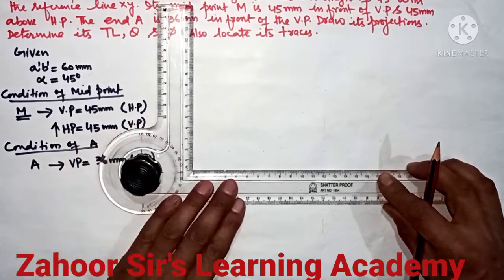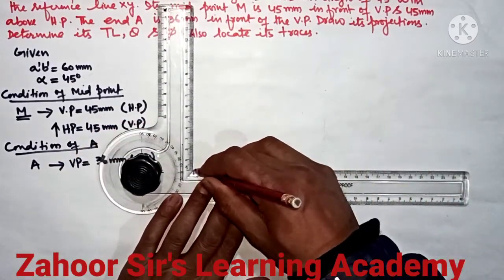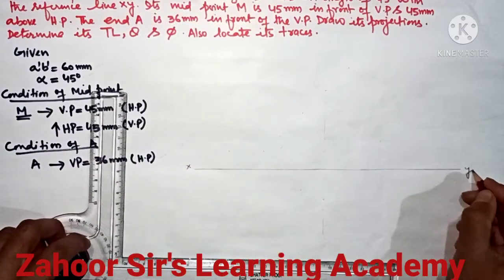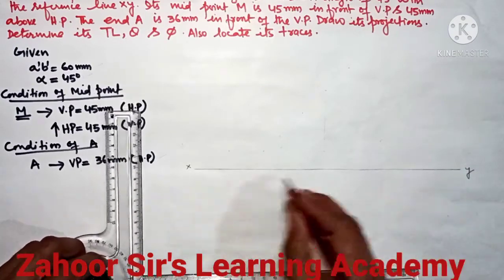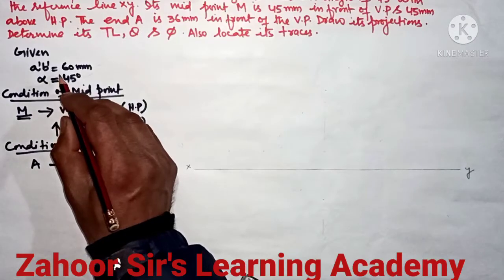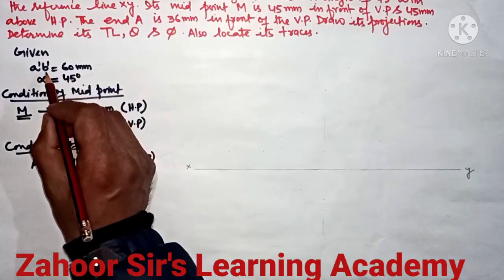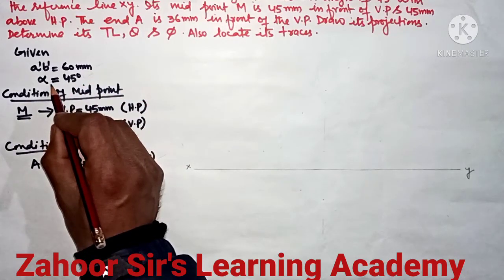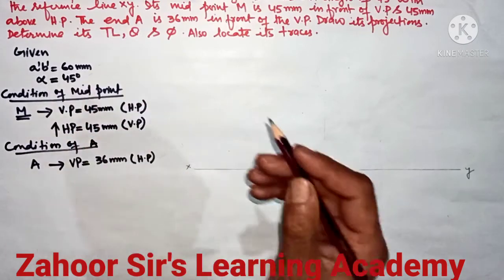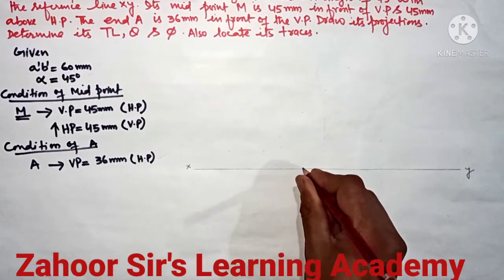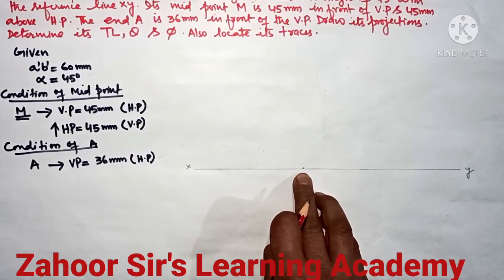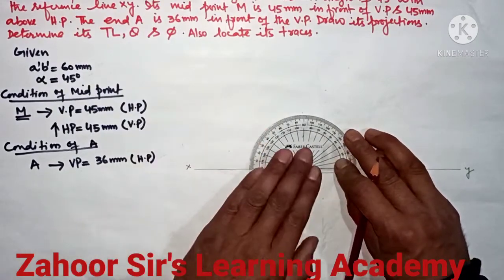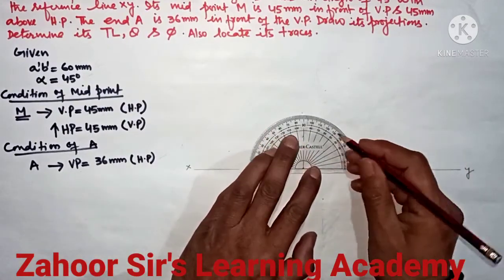First of all, we need to draw the XY line. So let's draw the XY line. So this is my XY line, and on the XY line, let's start putting the conditions. So we know the front view, we know its length, we know the angle of that front view, which is alpha 45 degrees. So for that, I will draw a point on this XY line, and on this XY line, I'll measure the angle of the front view, which is given in this case 45 degrees.